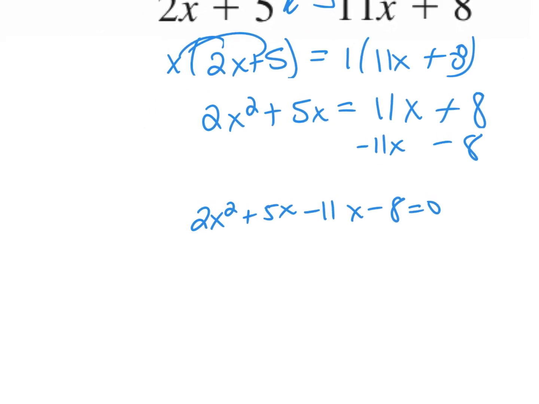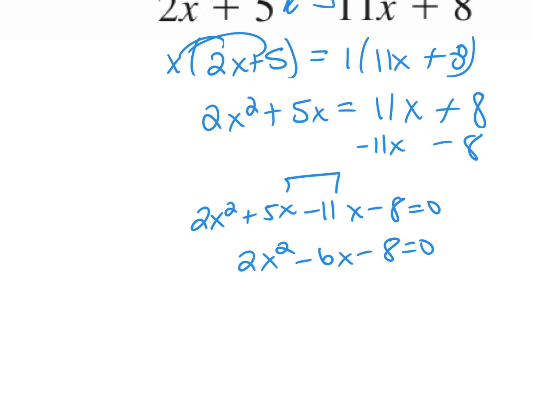Now we can clean that up. Do you guys see any like terms that we can combine? What can we combine? 5x and negative 11x, thank you. So I have 2x squared, and positive 5x and negative 11x gives me negative 6x, minus 8 equals 0. So now we have to factor.